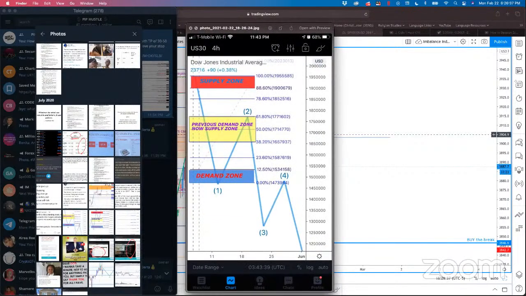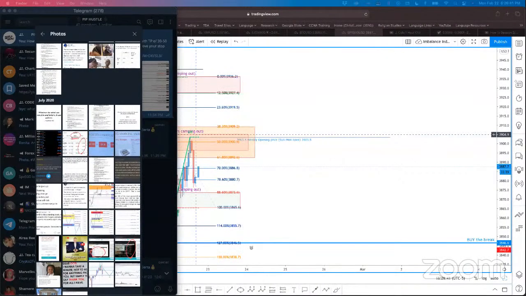That is the down move. Bearish. And then this is the bullish.